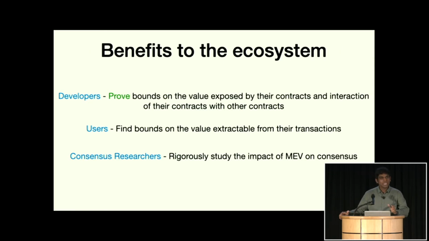The benefits to the ecosystem from our work are several-fold for different players. First, developers can prove bounds on the MEV that's exposed by their contracts and the interaction of their contracts with other contracts. Users can use this work to analyze the MEV that's extractable from the transactions they're about to make. And of course, consensus researchers are also interested in MEV, and this framework provides them a way to study MEV rigorously, because MEV actually destabilizes consensus as well.